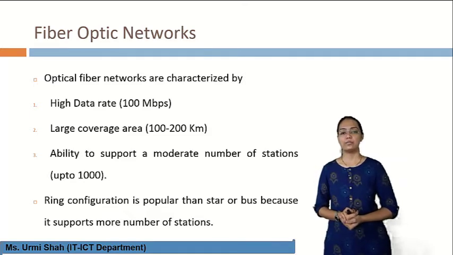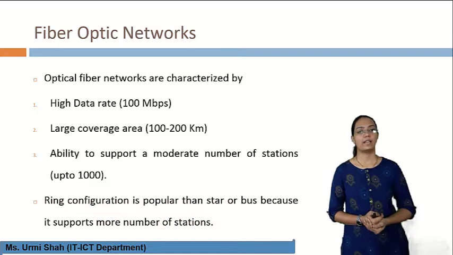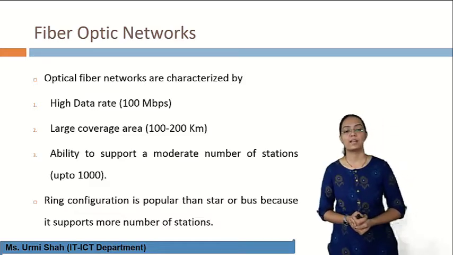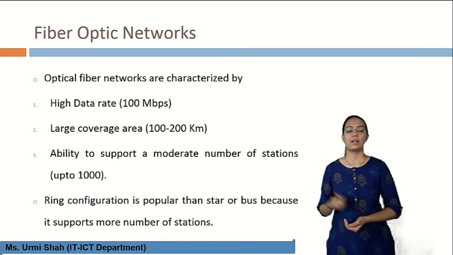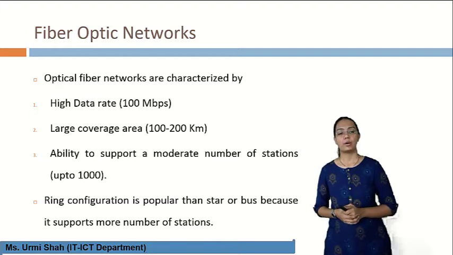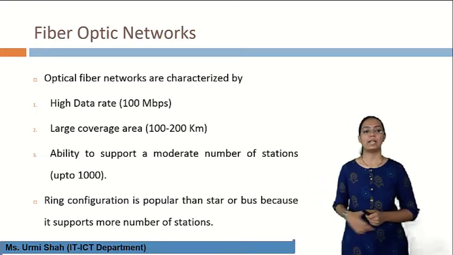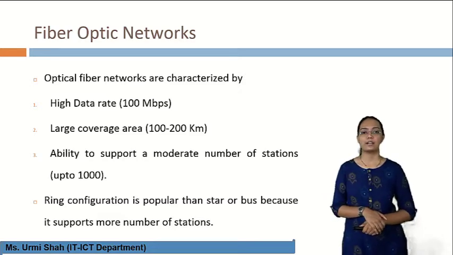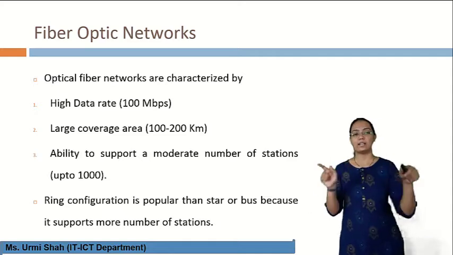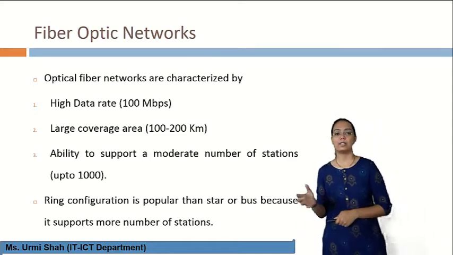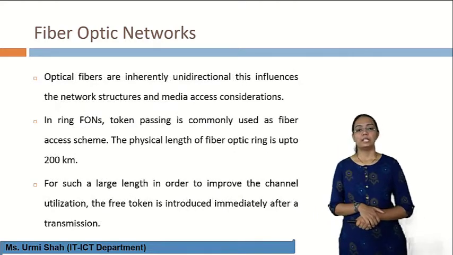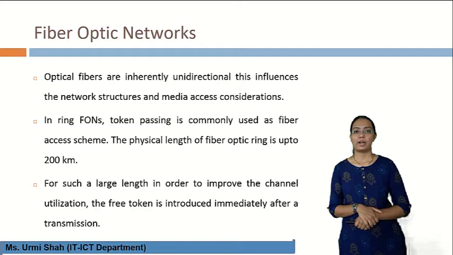Adding further, ring configuration is more popular than star or bus because it supports more stations. So the popular configuration used for fiber optic networks is ring rather than bus or star configuration, for having a data network structure in the form of nodes connected to other nodes. The further features of fiber optic networks include that optical fibers are inherently unidirectional. This influences the network structures and media access considerations.